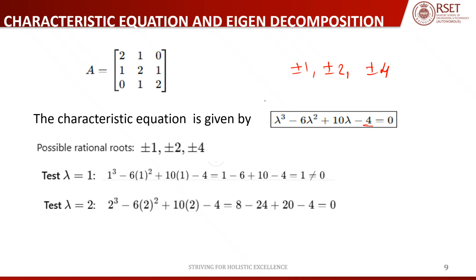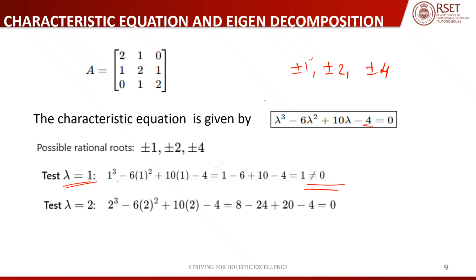Okay, for example, let me take the polynomial to be lambda cube minus 6 lambda square plus 10 lambda minus 4 equal to 0. My first value is 1. Okay, so let me substitute lambda equal to 1 in this equation. So that would be 1 cube minus 6 times 1 square plus 10 times 1 minus 4. So this value is equal to 1, which is not equal to 0. And now you should try minus 1 also, since I have not tried it here, but you should try minus 1 also. Then we'll go for 2.